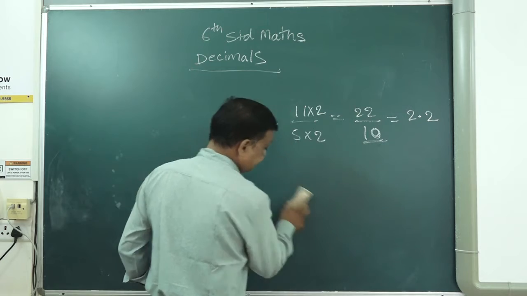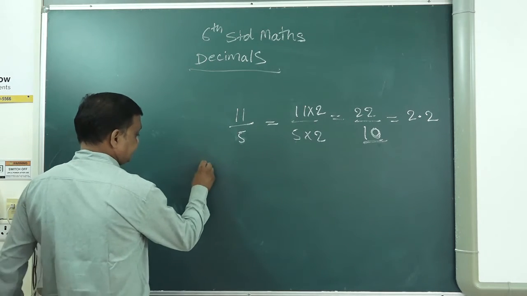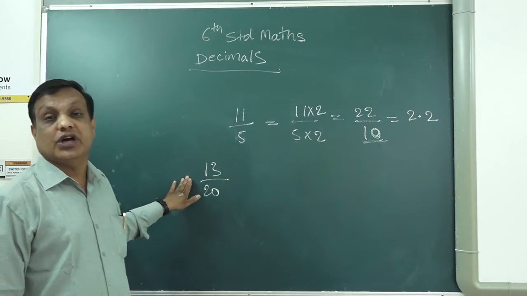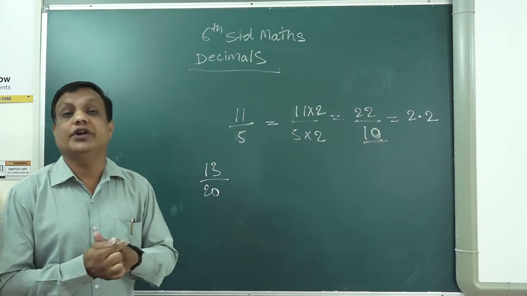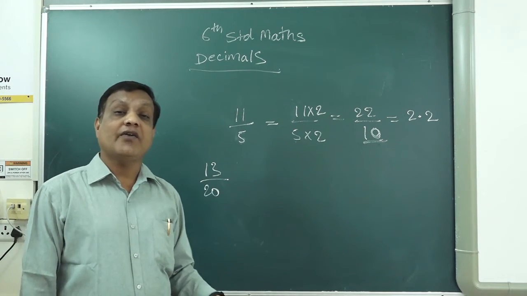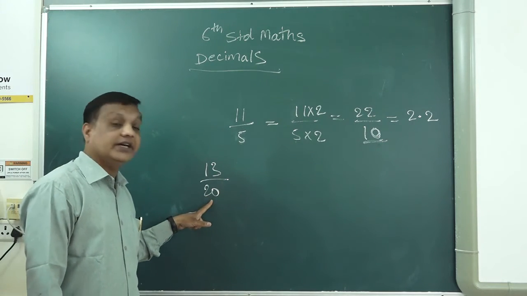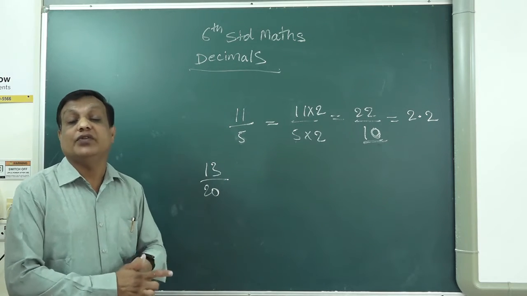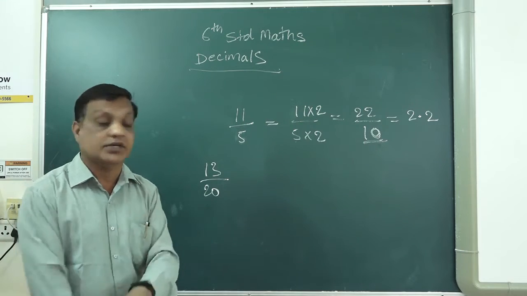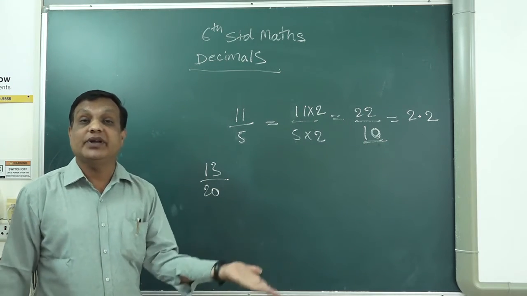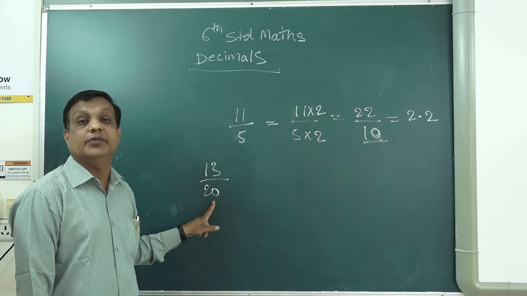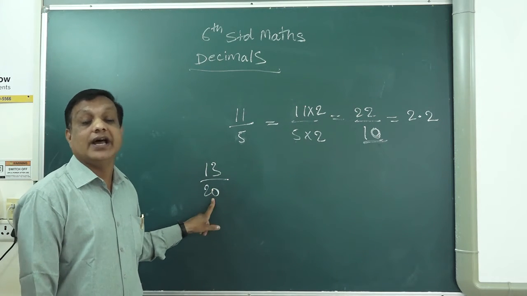Here I am writing 13 upon 20. Now this fraction I want to convert into a decimal. So how will I convert? Again you have to see, what is this number? 20. What we require in a denominator is 10, 100, 1000, 10,000. Here it is 20. So 20 is bigger than 10. So what you have to do? You have to convert this denominator to the nearest, to 100.